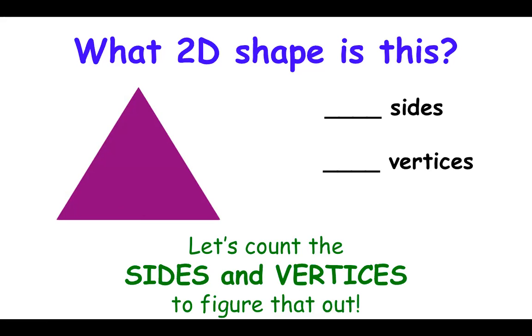Count the sides and vertices with me. I'm going to mark the sides with a dash so that I can keep track of the sides I've already counted. And I'm going to mark the vertices with a circle so that I can keep track of the vertices that I've counted. I'm going to start with the sides. Here we go.